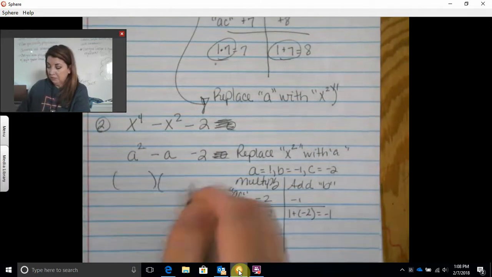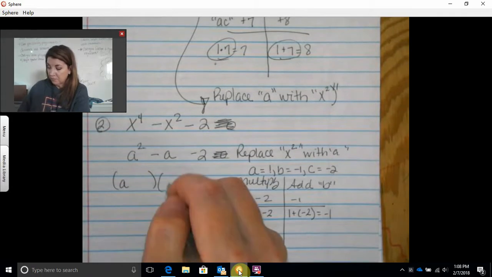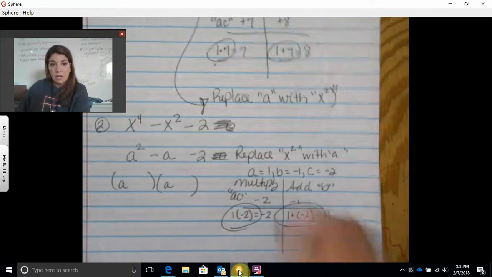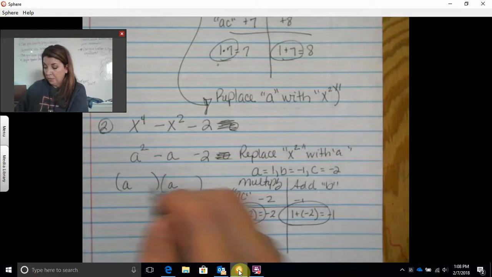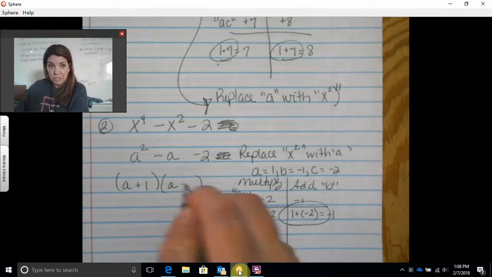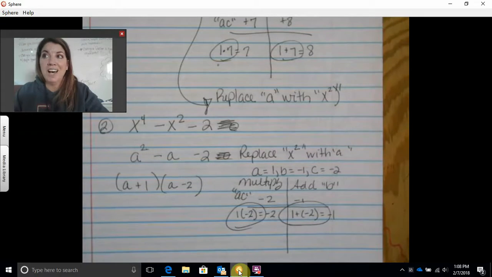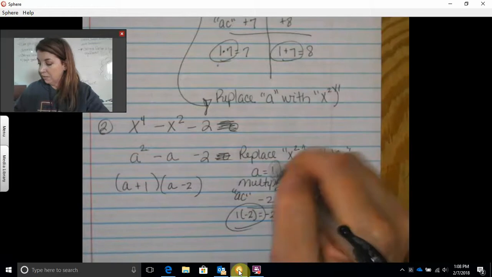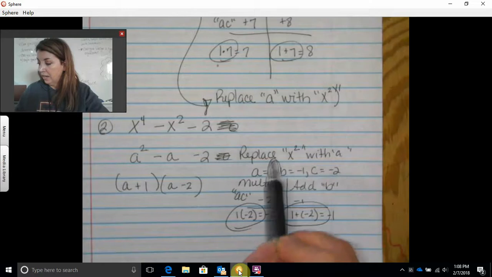Make your parentheses. A will be the first term in each set. A positive 1 and a negative 2 is what worked on both sides, right? So we'll put a plus 1 on one side and a minus 2 on the other. Do I need to divide or slide? Because A is 1. If it was any other number, then I would have to. Are these my factors? No. Let me give you the answer. I got to go back and undo this, right?